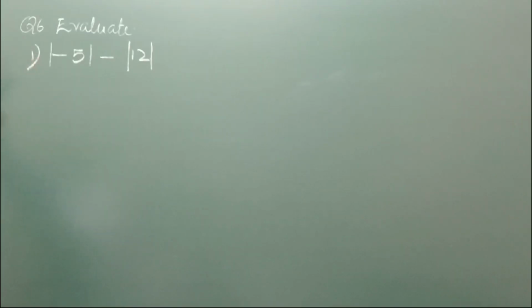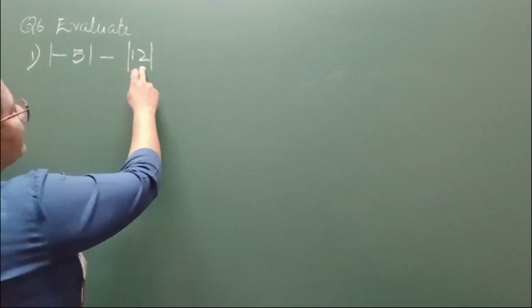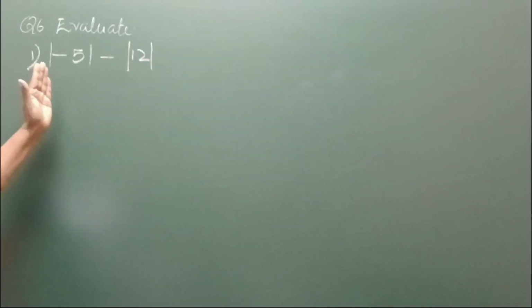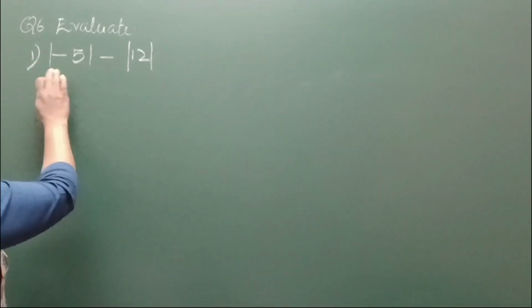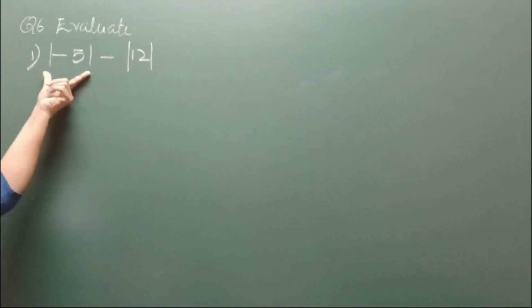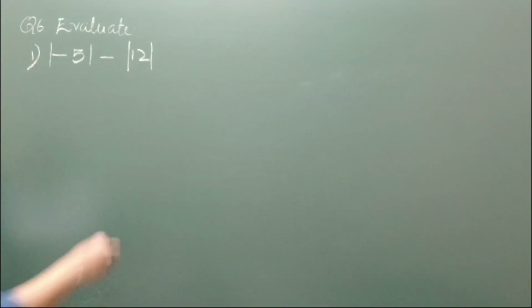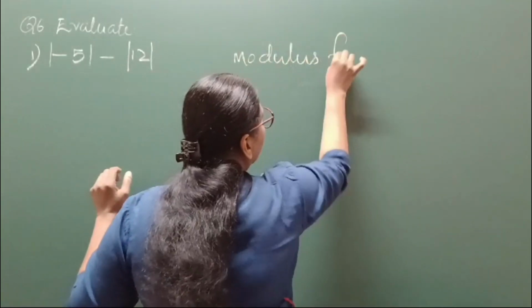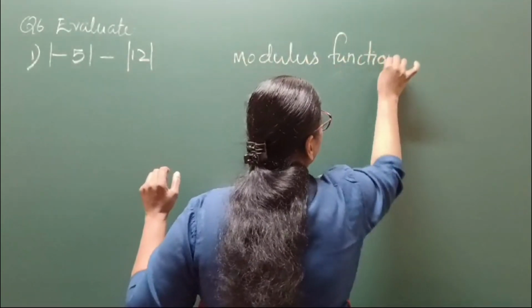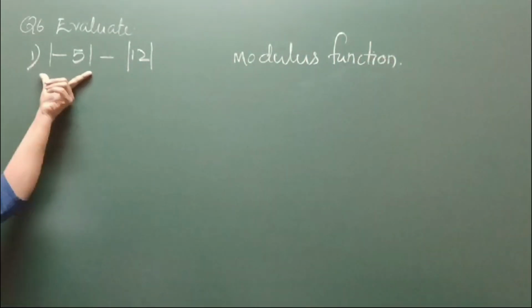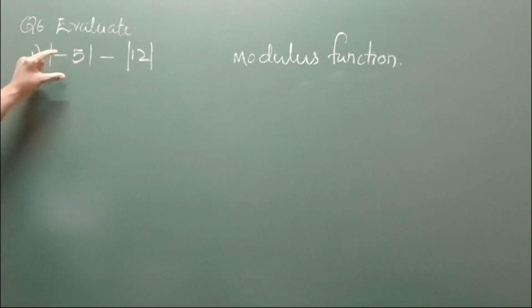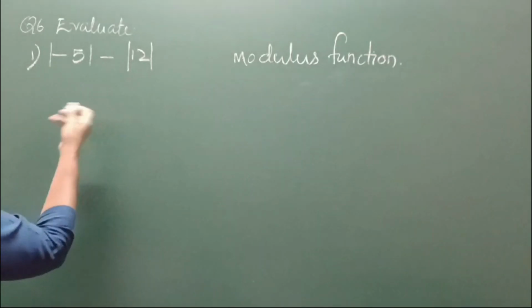Now let's solve this, that is minus 5 minus 12. To show the absolute value, we use a function that is called the modulus function. This is the symbol we use for that. The first thing that we have to do is bring this minus 5 out of the symbol. For that we use a simple bracket.